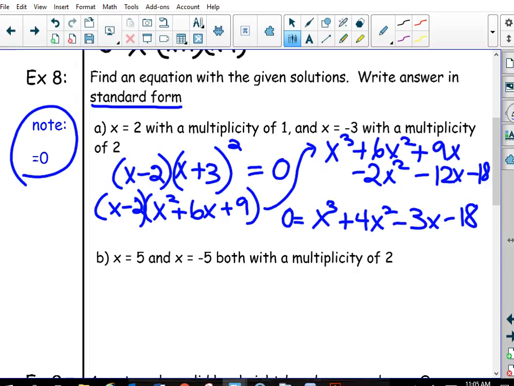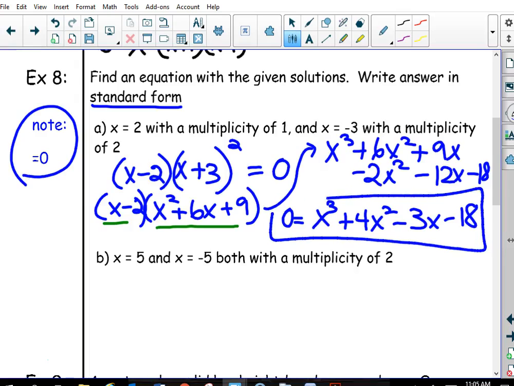The reason I like to do my binomial first and my trinomial second is because I can combine my like terms pretty easily. I think it's called horizontal multiplication. But trying to do it in that order simplifies everything. And that's the answer that XYZ expects. Okay.